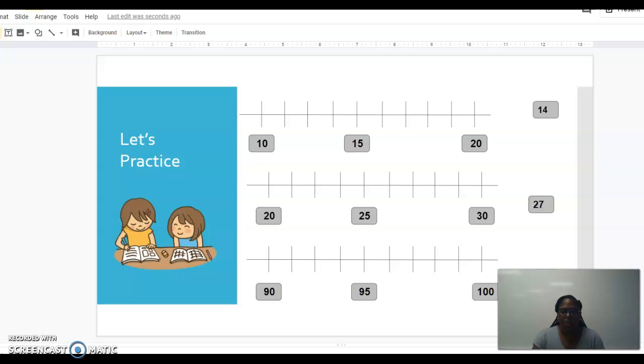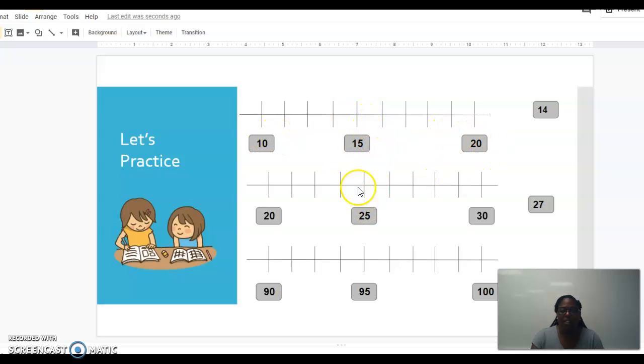Okay, now we're going to practice. Keep in mind that when you have two 10s on a number line, your midway point will always be 5, okay? In this case, we don't have a number line that starts with 0 and ends with 10; we're starting with an actual 10, and our next 10 will be 20 if we're counting by 10s. So halfway between 10 and 20 is 15.